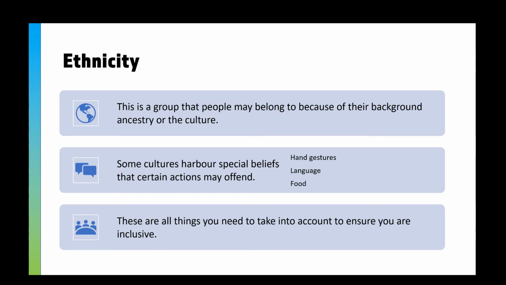Now ethnicity. This is a group of people that may belong to a certain category because of their background, ancestry, or their culture. We need to be really mindful of other people's cultures when we're creating products, because some cultures have special beliefs and some actions that you do may offend. So if you do certain hand gestures or swear in front of certain people, or even things like food, like if you were hosting a religious festival that's supposed to celebrate lots of different religions and you were only selling pork, for example, that could offend other religions. So you need to be really careful and do your research about who you may or may not offend.